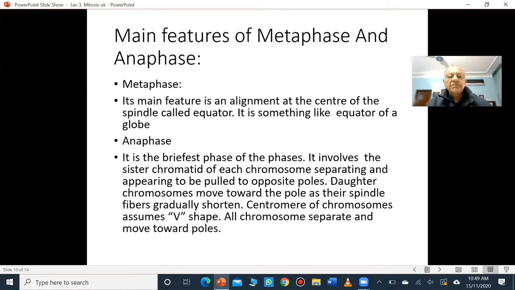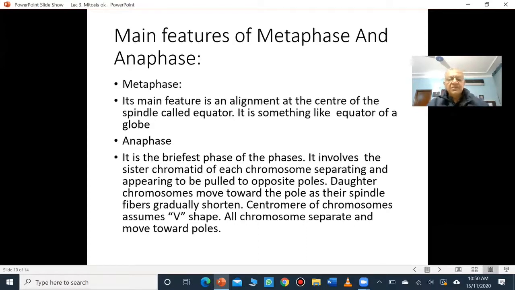Metaphase. This is the main feature: there is an alignment of the chromosomes at the center of the spindle, which is called the equator. Then the next phase is anaphase. It is the briefest of the phases, and it involves the sister chromatids of each chromosome separating and appearing to be pulled to the opposite poles. Daughter chromosomes move toward the pole as their spindle fibers gradually shorten. The centromere of the chromosome assumes a V shape and all chromosomes separate and move toward the pole.